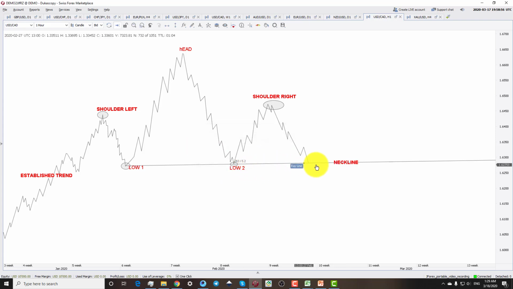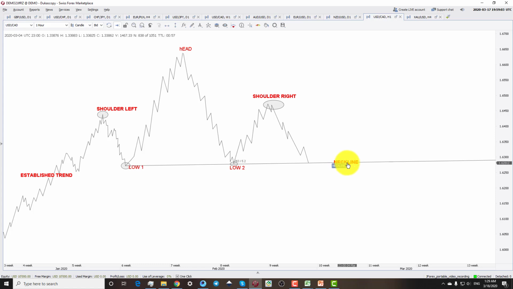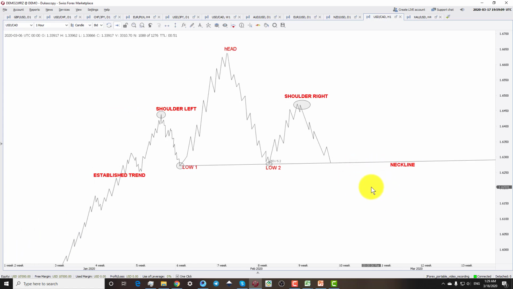Alright, now this pattern is now complete. Okay friends, this line is the neckline.